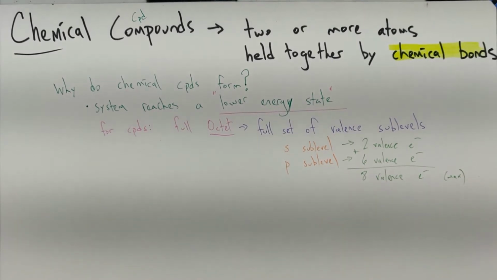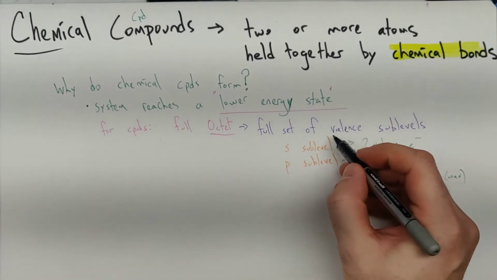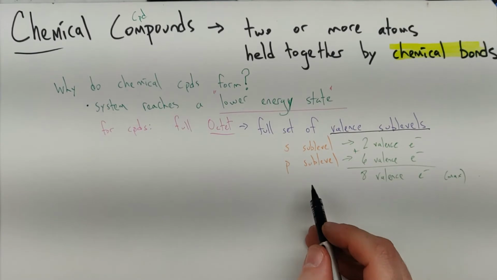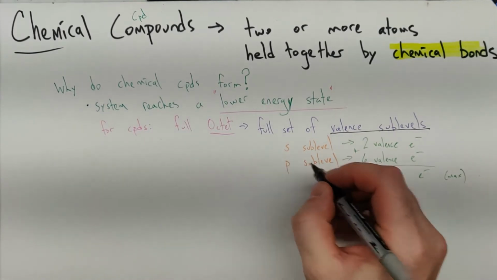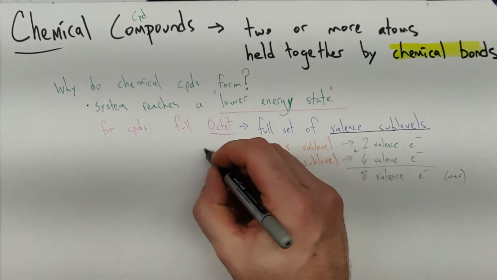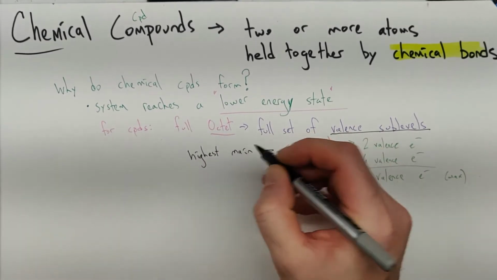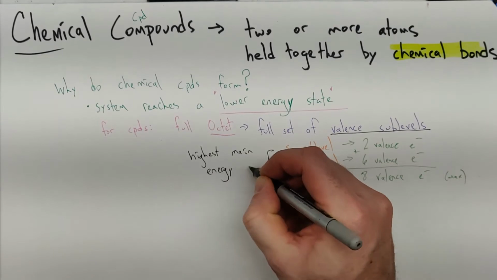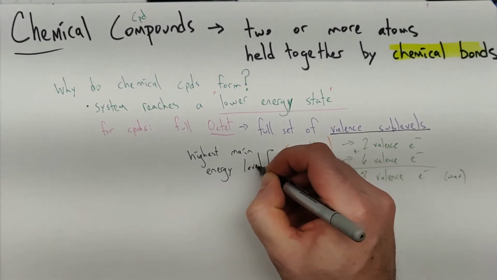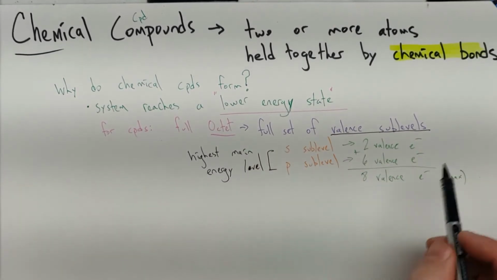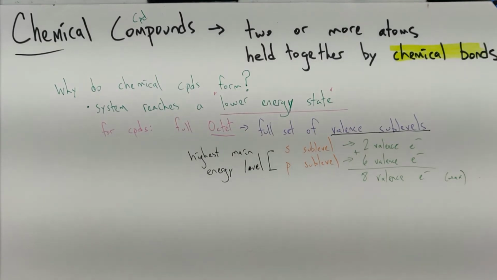I did skimp on my wording a little bit because these valence sublevels are the S and P sublevel of the highest main energy level, right? All right, so it's not all the S's and all the P's. It is the outermost S and P sublevels.